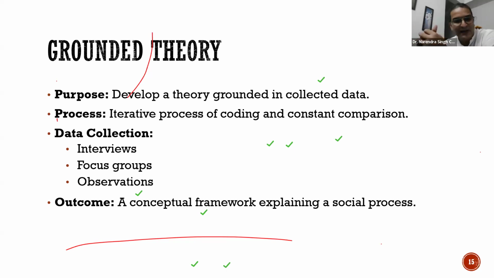So for data collection, I can go for interviews, I can go for focus groups, I can go for observations, right? What could be the expected outcome? A conceptual framework that is explaining a social process. There is a phenomenon that we're experiencing, but why is that phenomenon happening? Is there any theory that explains that phenomenon? So that theory will emerge, and it will explain that social process with the help of grounded theory research.